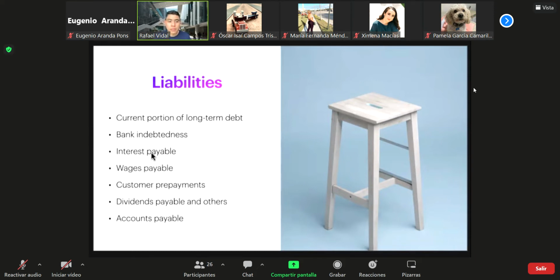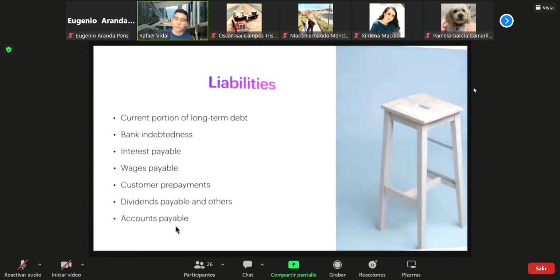Customer prepayments. So if we owe money to the customer for some reason, that goes to liabilities. Dividends payable, that's the money or the return we give to our shareholders. So they belong here. That's the part we pay to our shareholders. That's liabilities. And accounts payable.